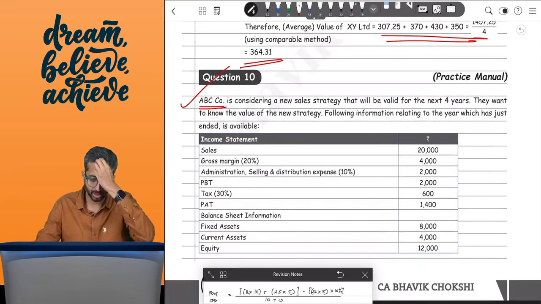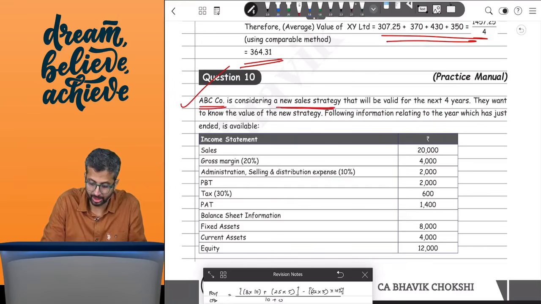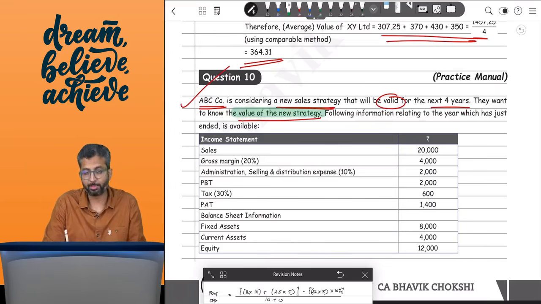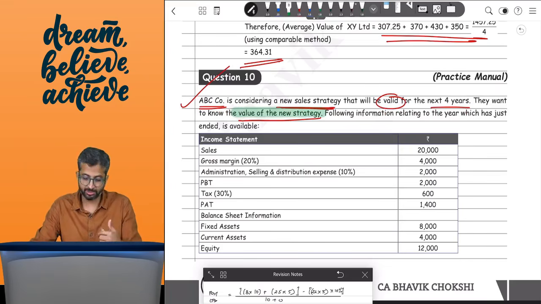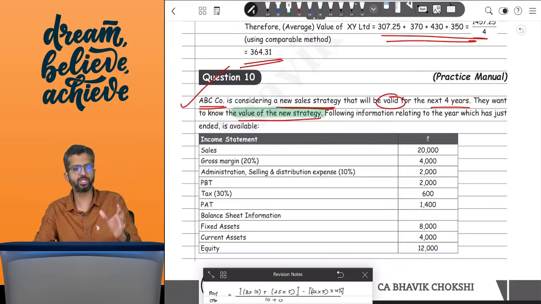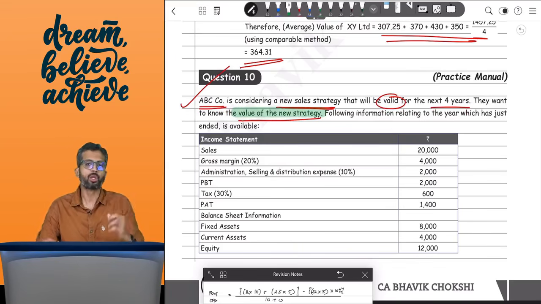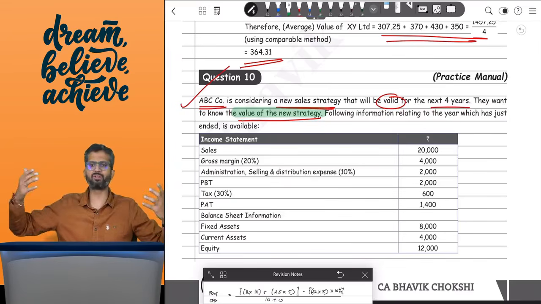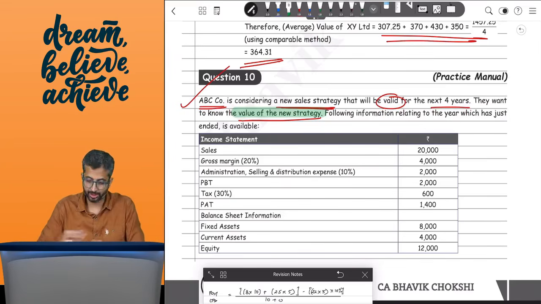is considering a new sales strategy that will be valid for the next 4 years, 3 years, 4 years, 5 years, whatever. They want to know the value of the new strategy. We have done company valuation, we have done capital budgeting project valuation, but this is strategy valuation. How do you value a strategy? Well, strategy valuation is nothing but valuing a company under the existing base minus valuing the company under the new strategy. The difference in the values, if any, is due to the strategy employed.